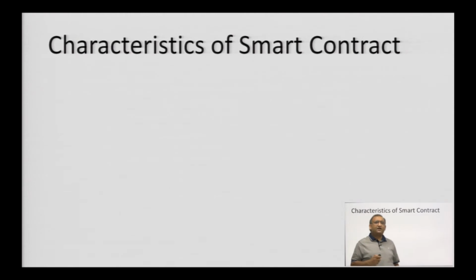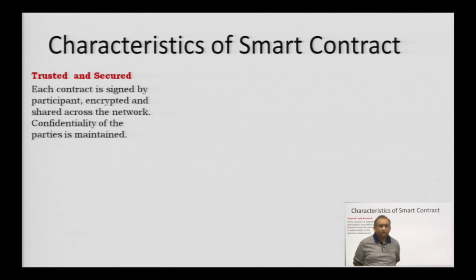Now, what are the characteristics of the smart contract? Most of the characteristics are part of the blockchain: trusted and secured. Each contract is signed by a participant, encrypted and shared across the network. Second, confidentiality of the parties is maintained. As I said, they use public keys. Cryptography has public and private keys, so they use their public keys as ID to be anonymous in most cases.